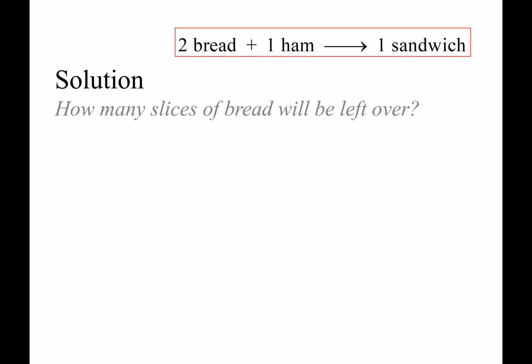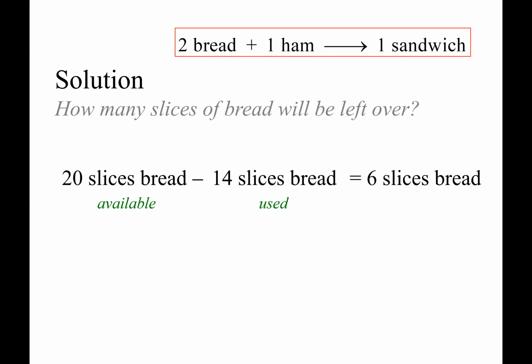Okay, so then the last thing we're going to do is say how much bread is left over, and that's where you saw me take my 20 minus my 14 to give me 6. And that's kind of a classic set of questions that we're going to change up. It's not going to be bread and ham and sandwiches here and there. It's going to be actually chemicals. But we're going to apply some classes.